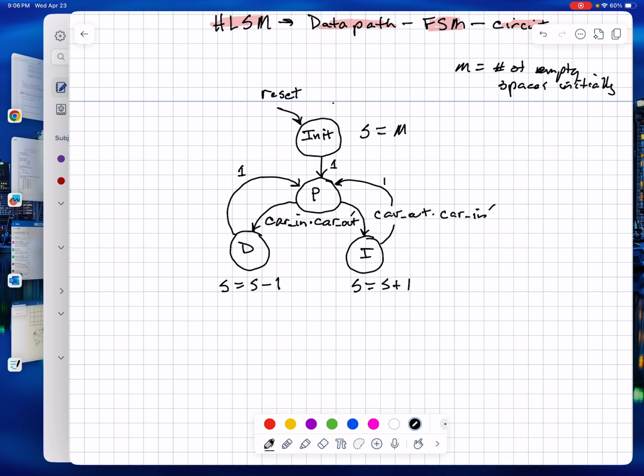So this is a high-level state machine. I'm processing what happens in the register S: S equals S minus 1, S equals S plus 1, and S is equal to M. Depending on the states, I tell what the input transitions are. From there, I would need to find a data path to support this. That'll be the next video.